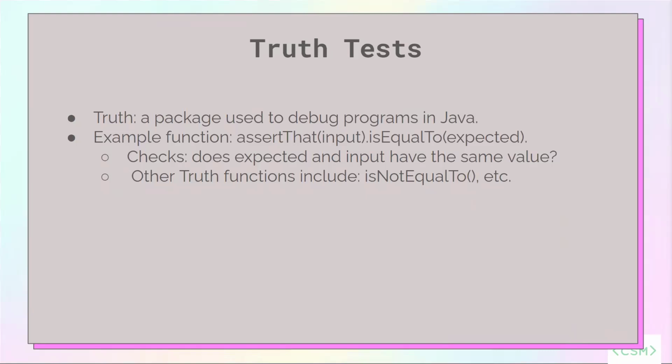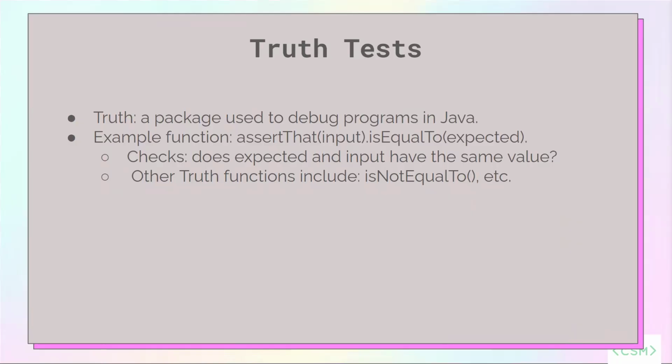So for instance, if I'm trying to see that my multiply function works, I could assert that the answer to my multiply equation is equal to what I expected that multiply equation to equal. And pretty much it basically just checks if the expected value and the input value are the same, and it spits out some error to you that it is not the same. And that's basically how true tests work.